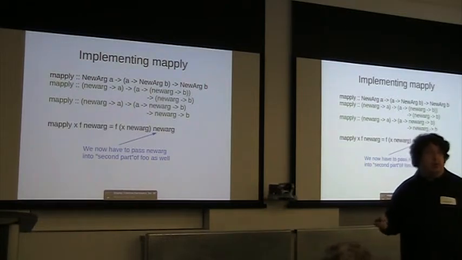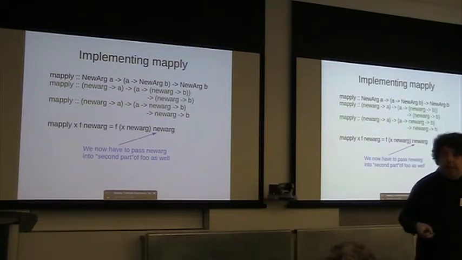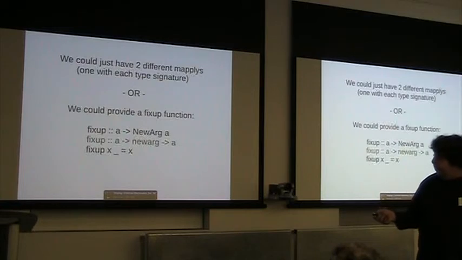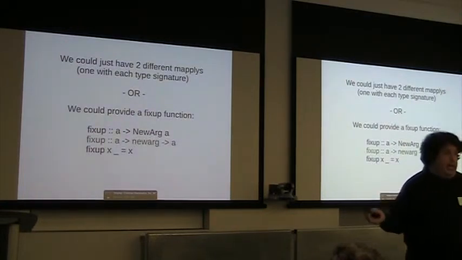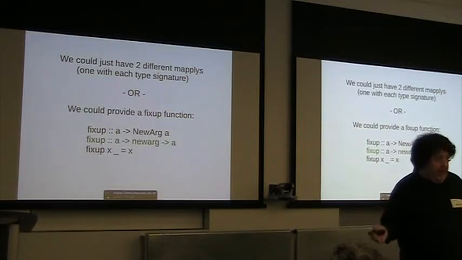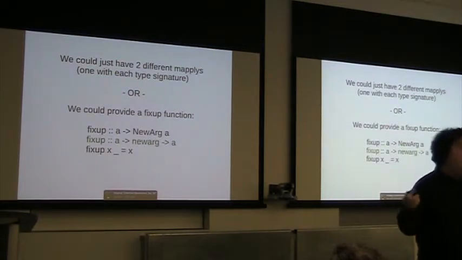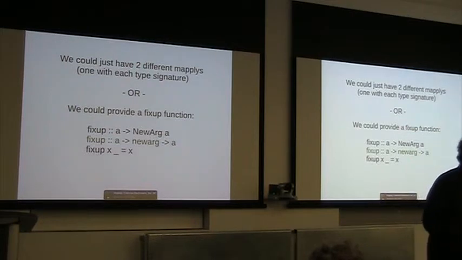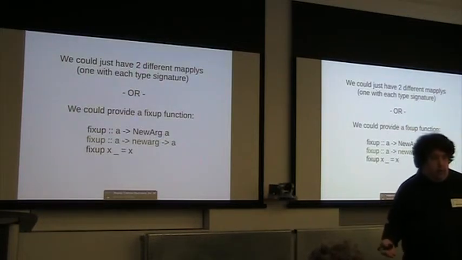Yeah, so, the question is why aren't I just using normal apply? And that's because I'm doing extra stuff inside mApply, deploying stuff around. So we could just have two different mApplies, one of which takes A to new arg to B, and one of which takes A to B. Or we could have one mApply, which is actually how we want, because mApply is not going to be trivial in several future examples. And we could just supply a fixup function. And all the fixup function does is it takes some value A, and it turns it into a new arg A.